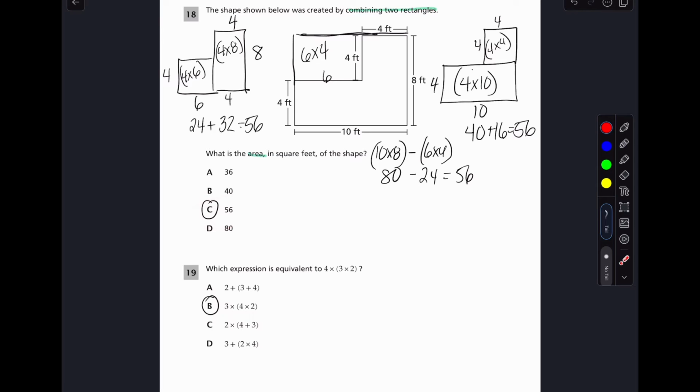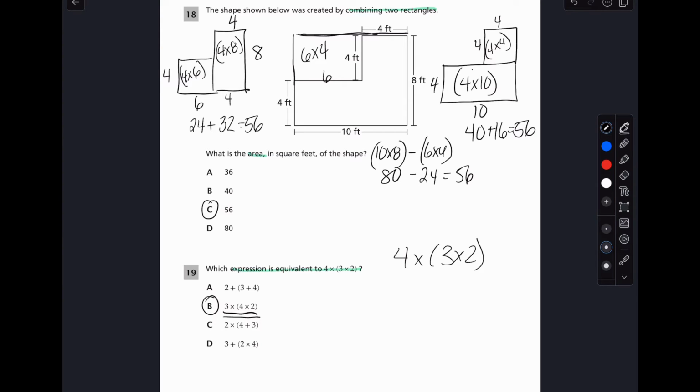All right, let's go to the next one, number 19. And we want to know which expression is equivalent to 4 times 3 times 2. One thing you can notice is when I'm multiplying numbers, the order doesn't really matter. So you could just look to see, do I have another way of multiplying a 4, 3, and a 2? And you see it here. And it's the exact same thing.